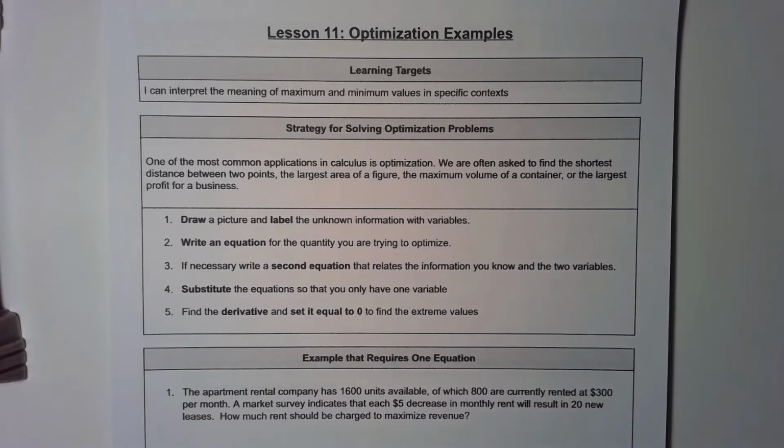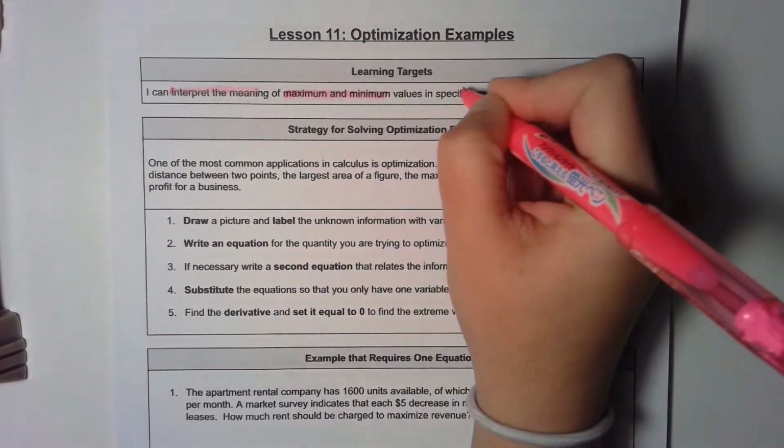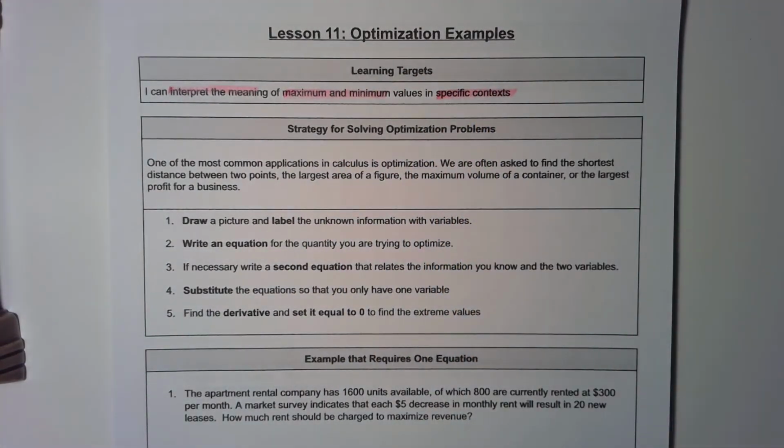So the learning target for today is I can interpret the meaning of a maximum and minimum in a specific context. So we're going to be finding maximums and minimums, but in the context of a scenario, and we're going to make sure that that context then is part of how we give our answer. So we're going to interpret what that maximum or minimum means in that story.